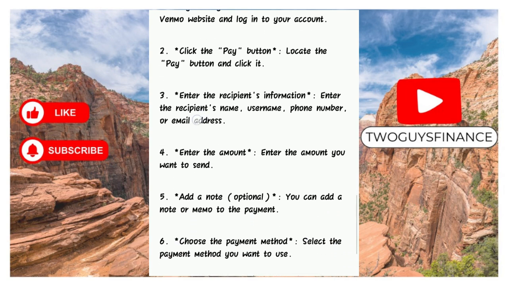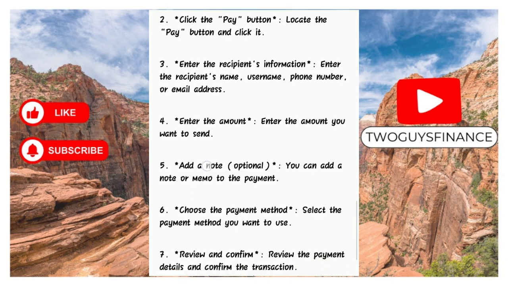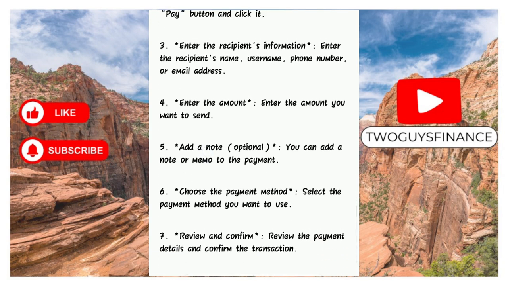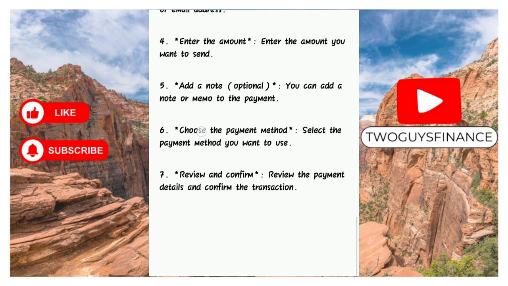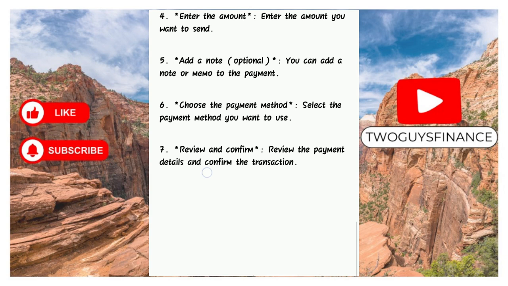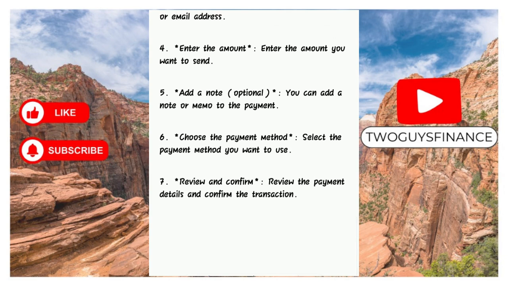Same as before, you can also add a note here in case you want to be specific about what you're sending the money for. Then you choose the payment option, same as the last step, and then review, make sure all the information is correct, and go ahead and confirm that, and that's it. It goes without saying, you have to make sure you have enough money in your Venmo account before you can send.